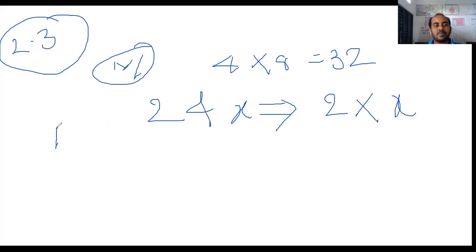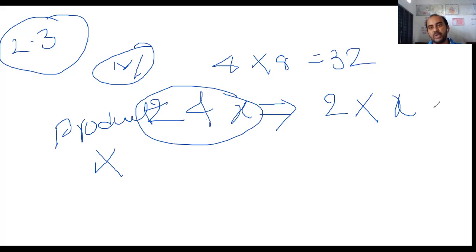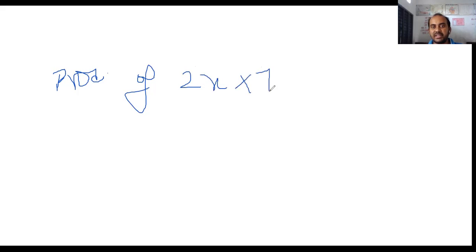Multiplication or product means multiply. Product is nothing but multiply. The product of 2 and x is how much? 2 into x. Right? Then in multiplication, an important thing: what is the product of 2x into 7x?